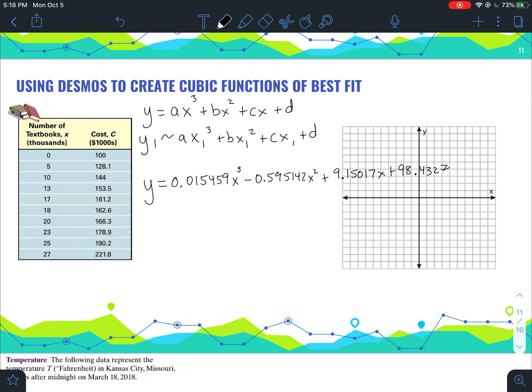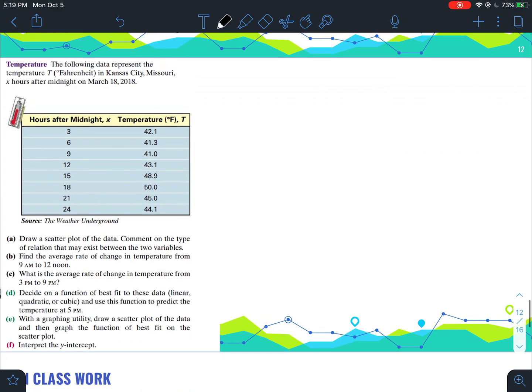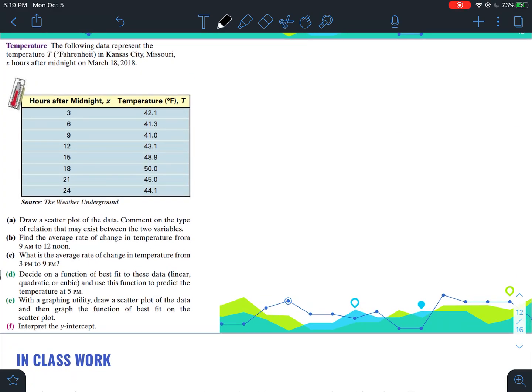So we have the number of textbooks in thousands versus cost in thousands of dollars. So this is going to be like your cost per textbook. So remember, slope is the change in y over the change in x. So in this case, it's going to be the money per textbook. So this cubic formula tells you how much textbooks would cost in thousands, or if you bought 5,000, 10,000, 27 textbooks, how much would they cost in thousands of dollars? So that would be that cubic function.